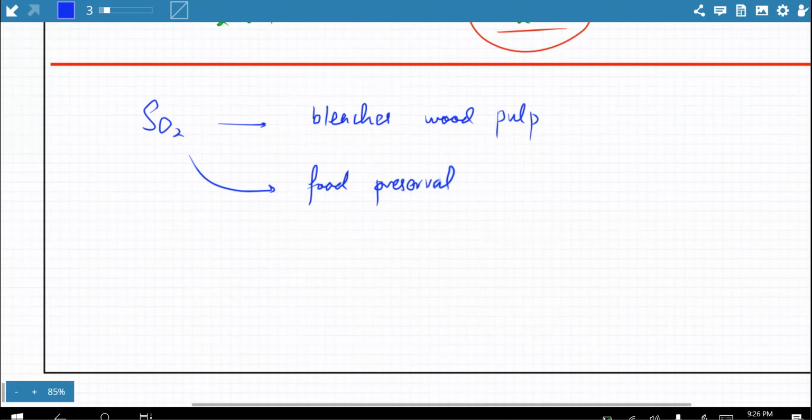So your Lay's chips and so on, which have so much air filled inside, that's basically sulfur dioxide. It's a food preservative. Why? Because SO2 is a good reducing agent.